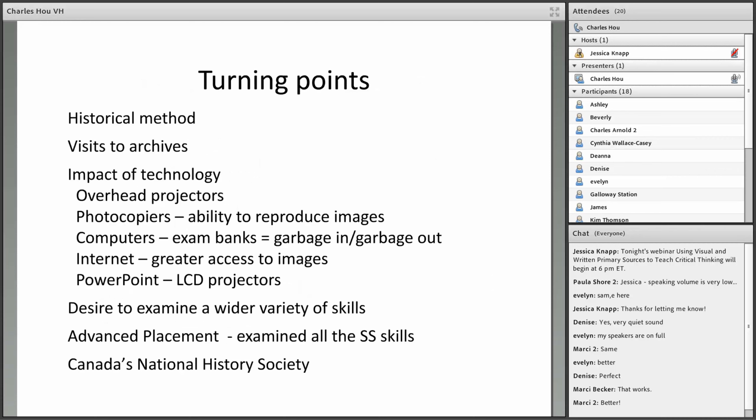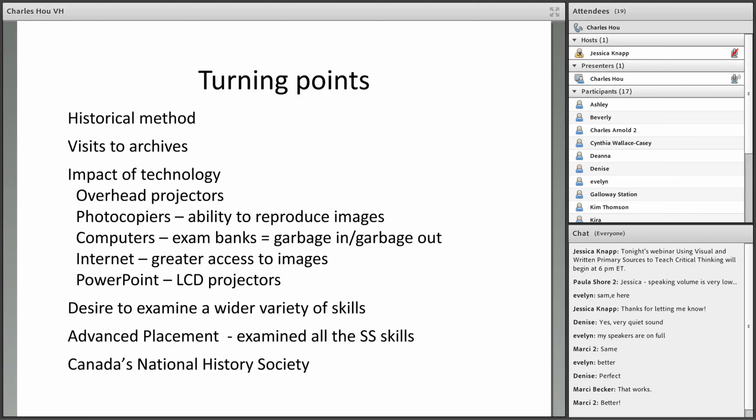The other thing that happened, this is about midway through my career, I'm determined I'm going to use the historical method. I now have a lot of experience with the archives. The other thing that really happened was the technology started to take over. We had overhead projectors and photocopiers. I was able to give every student in the class a copy of a cartoon if I wanted to, or put it on the overhead projector. I started going out to UBC and finding more and more visual resources to use in my classes. Computers came along, and we'll see the exam bank, garbage in, garbage out, and it became very clear that we were only testing the very low-level thinking.